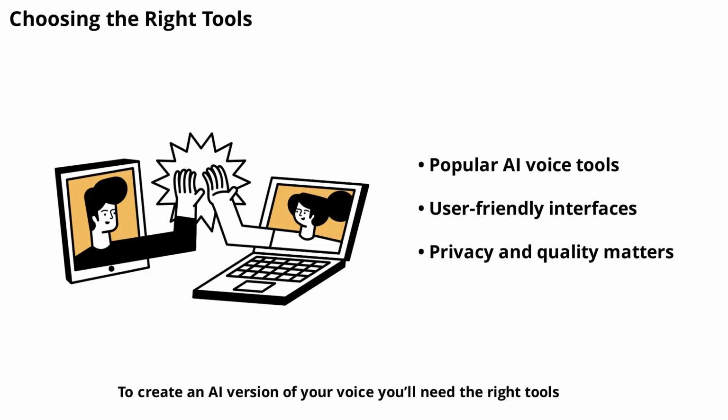To create an AI version of your voice, you'll need the right tools. There are several platforms and software options available, each with its own strengths. Some popular choices include Descript, Resemble AI, and 11 Labs. These tools offer user-friendly interfaces and step-by-step guides to help you get started. When selecting a tool, consider factors like ease of use, privacy policies, and the quality of the generated voice. Doing a bit of research will help you find the best fit for your needs.